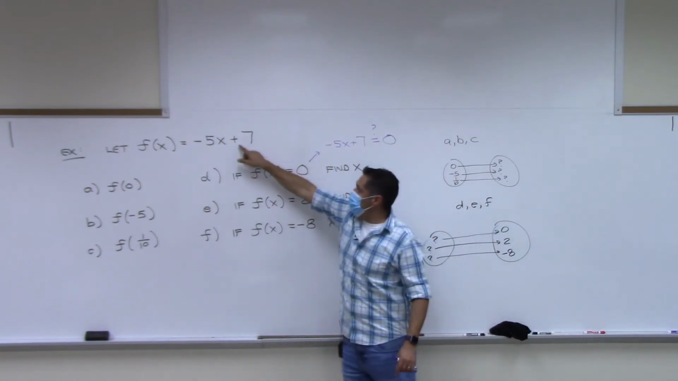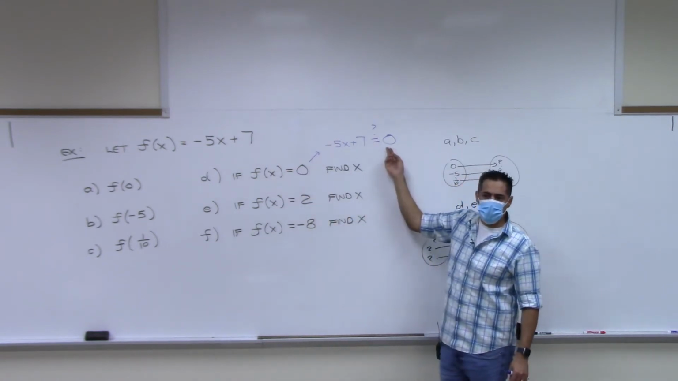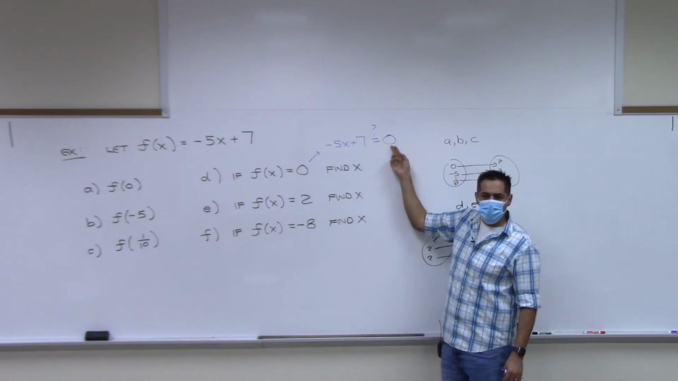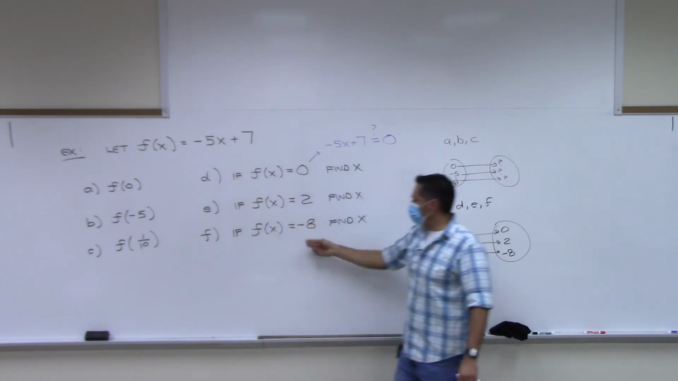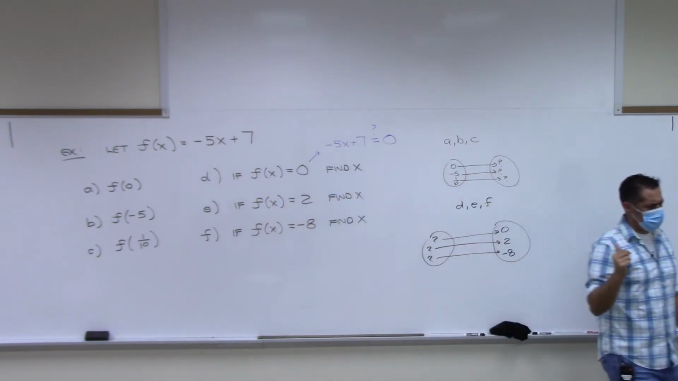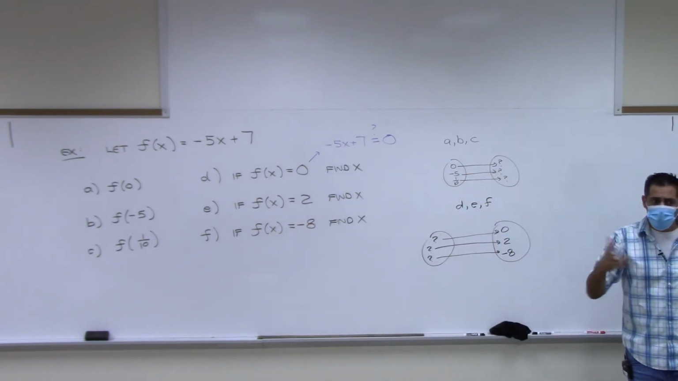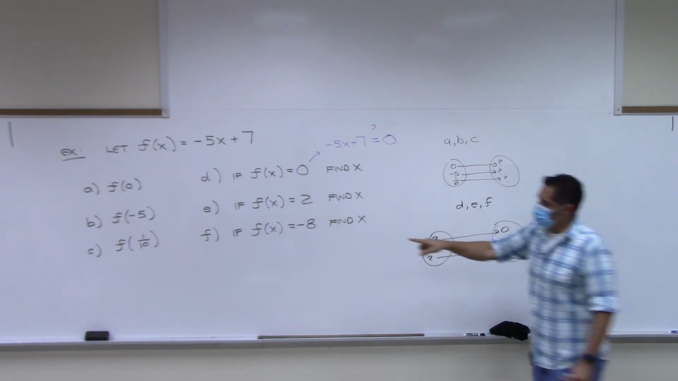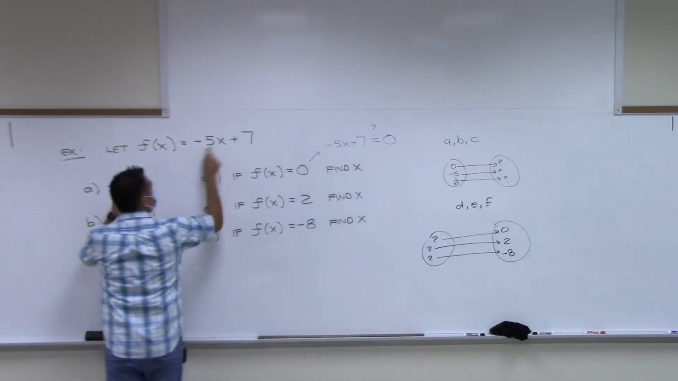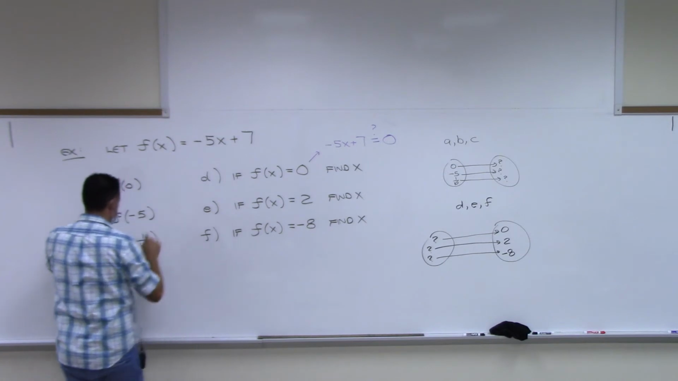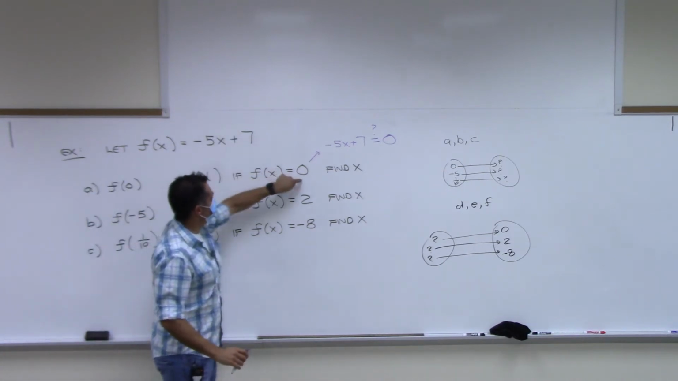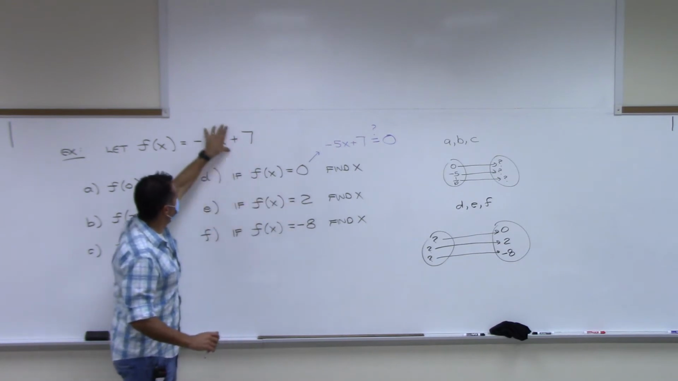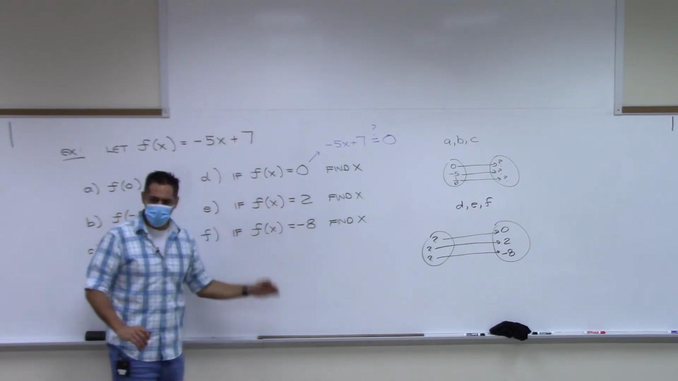What would we do for this one? Set that equal to 2. So it'd be this same thing with a 2 over here, right? And then the last one would be take that and set it equal to negative 8. Make sense? It's different than plugging it in, right? These you're just plugging in 0, replace the x with 0, replace the x with negative 5, replace the x with 1/10. But these, you set that equal to 0, set that equal to 2, set that equal to negative 8, and solve each of those equations.